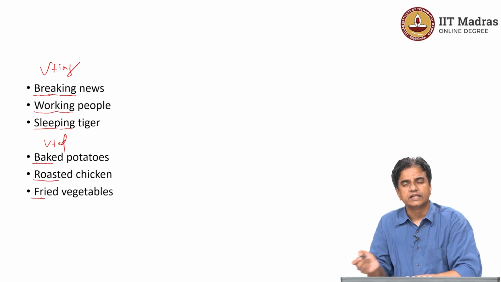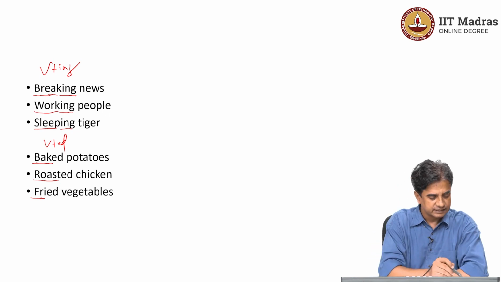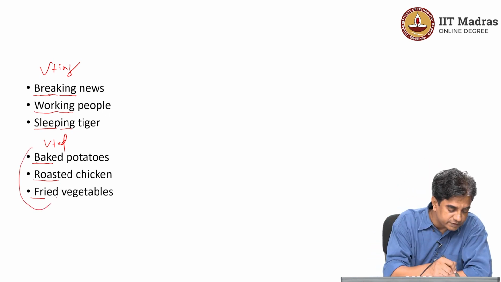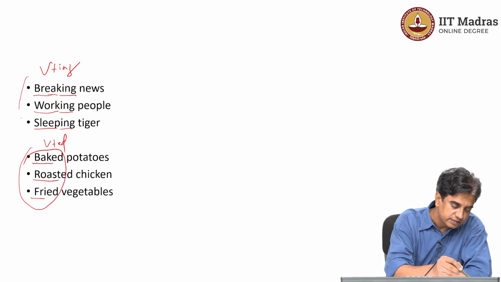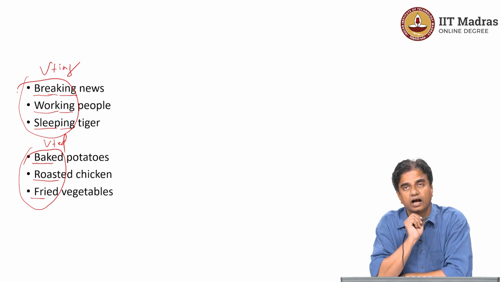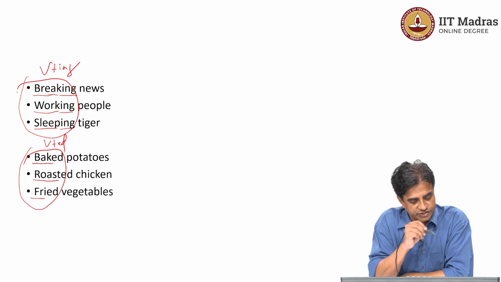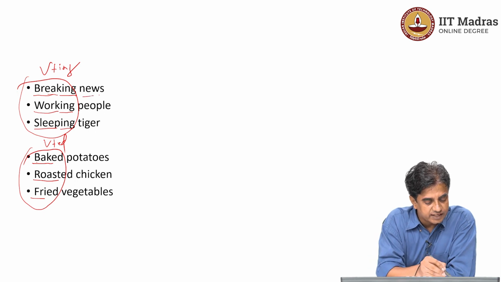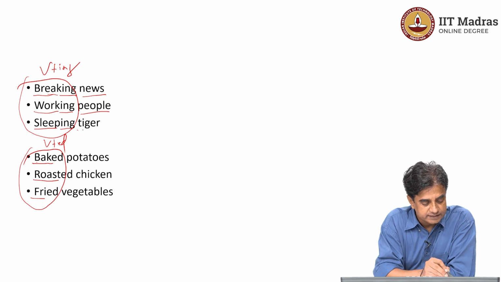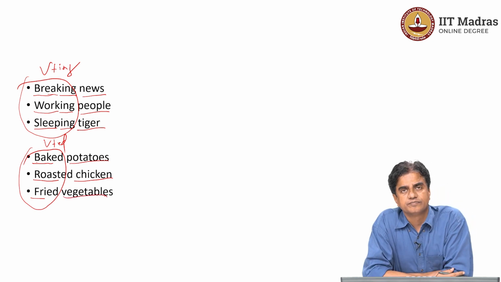We can use them in a sentence, and even without a sentence, all these examples with -ing and -ed have the function of adjectives to the nouns they precede. Breaking news, working people, sleeping tiger, baked potatoes, roasted chicken, and fried vegetables.